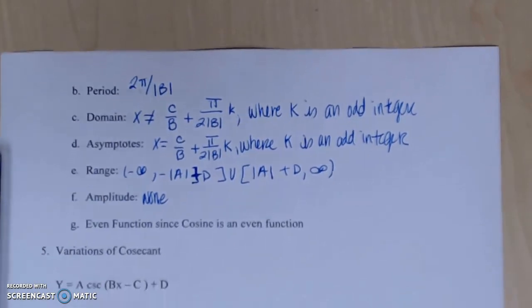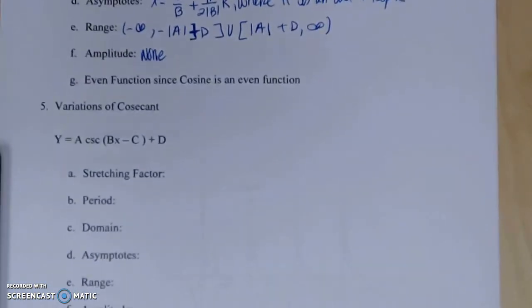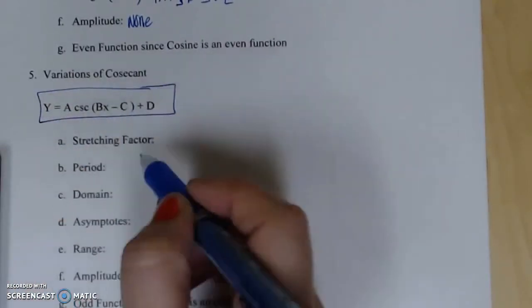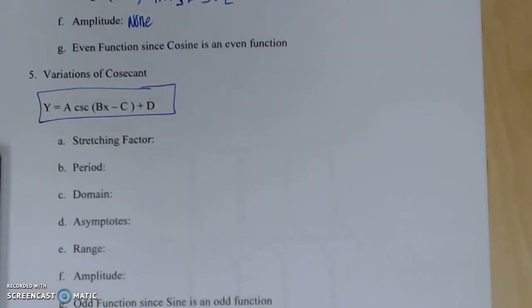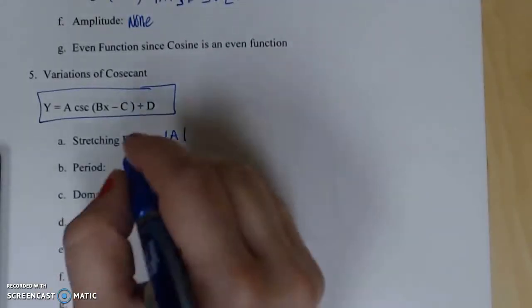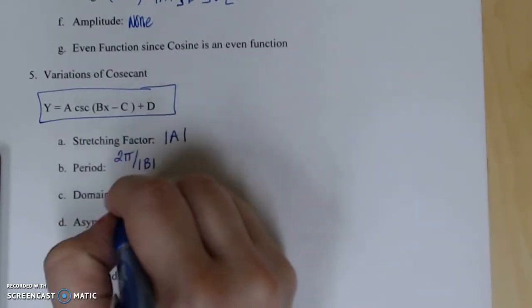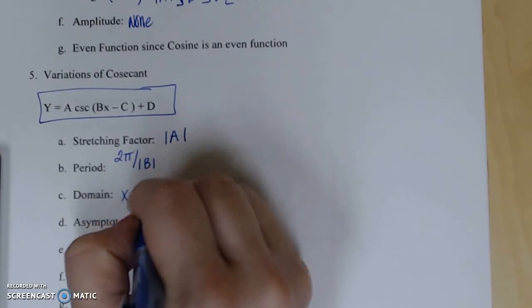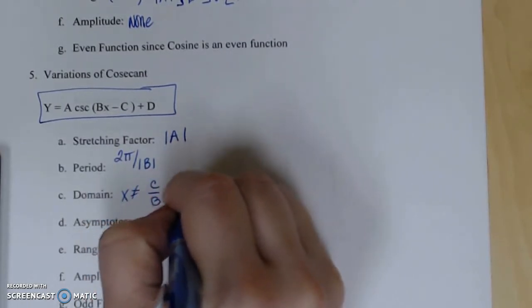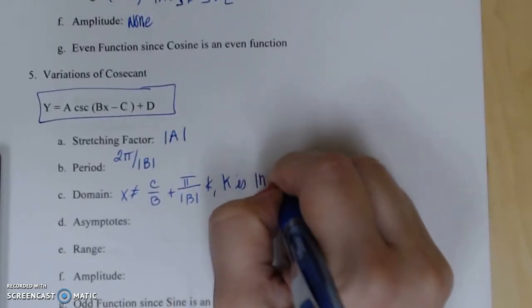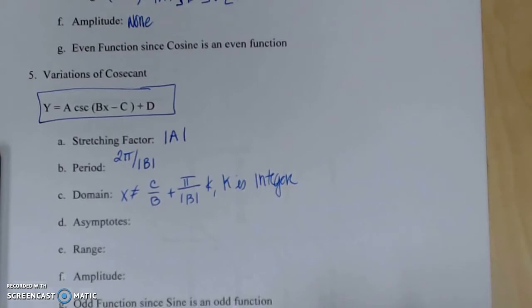And again, I want to drop down into variations of cosecant, and then we'll put it all together with a graphing example. Just the variations of cosecant, you can already see that this is your general form, and then let's identify some description factors based off that. Stretching factor, absolute value of A, you've seen that over and over. Period is 2 pi over absolute value of B. Its domain, x cannot equal C over B plus pi over absolute value of B, K, where K is an integer. Remember, integers are like -2, -1, 0, etc.